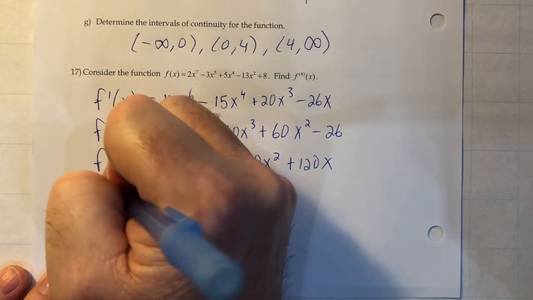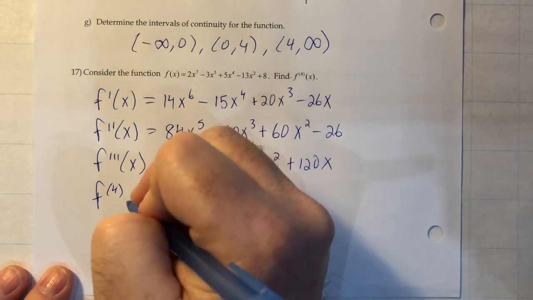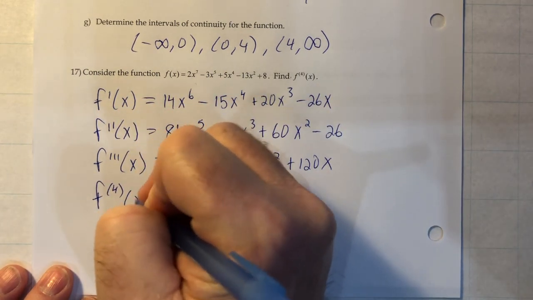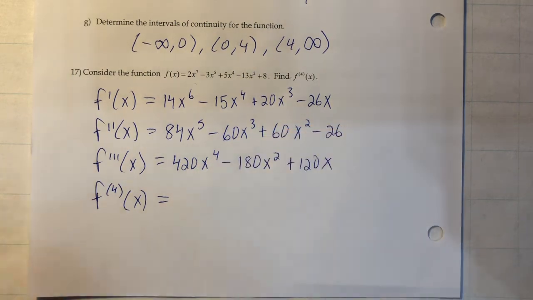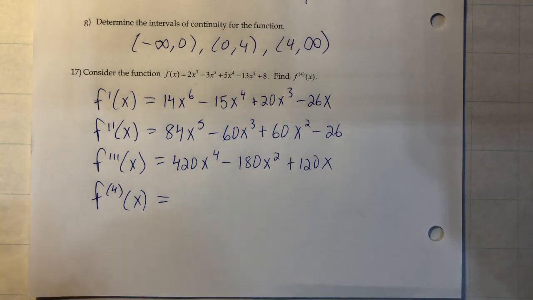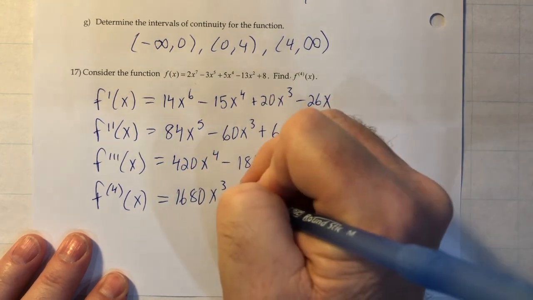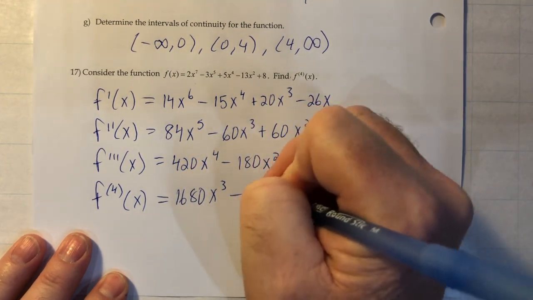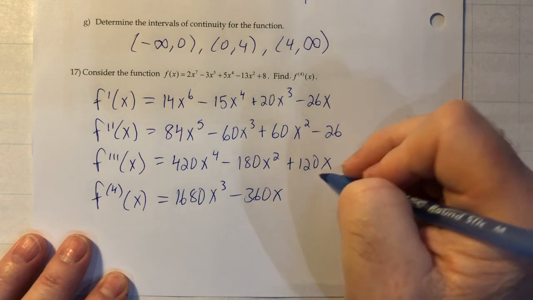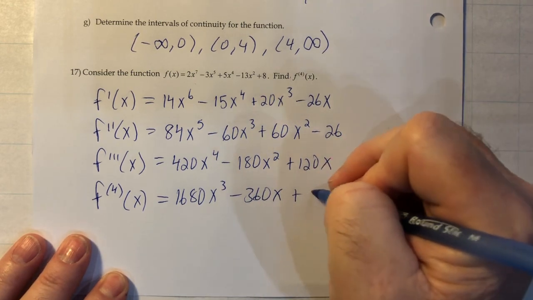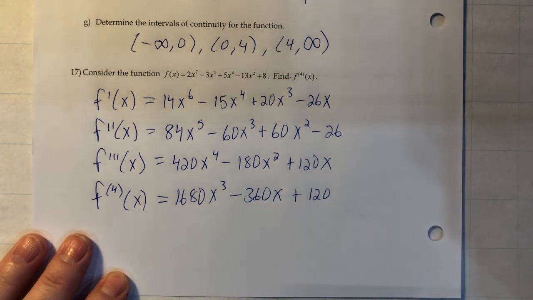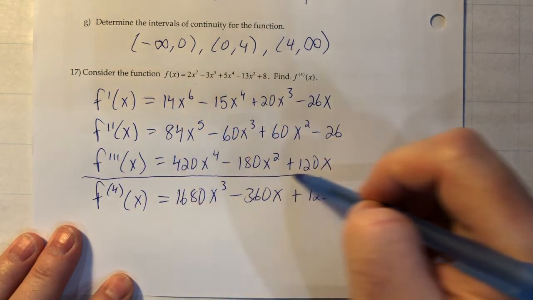And then finally, the fourth derivative, we usually stop writing the primes by then. Take the derivative of this one, so 4 times 420 should be 1680. Subtract 1 from the power. 2 times 180 is minus 360. Subtract 1 from the power. This is linear, so the derivative is the coefficient, which represents the slope in a linear case. And there is our fourth derivative.